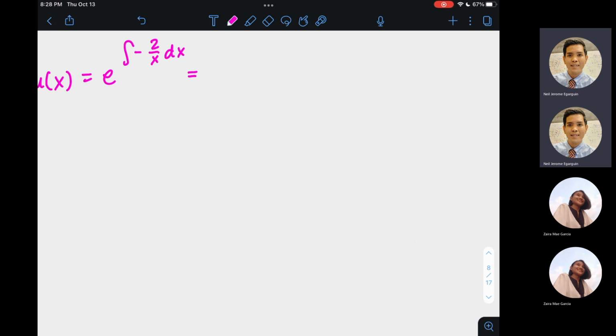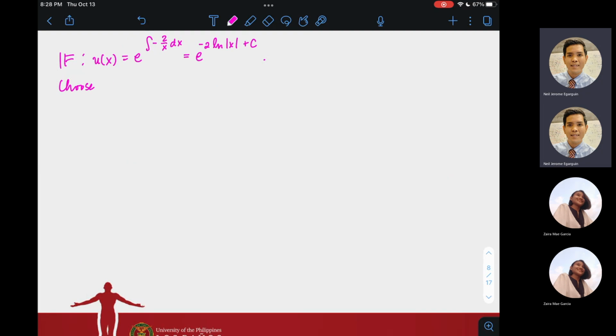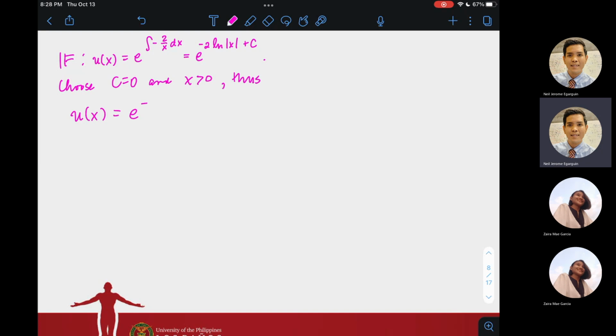Okay? Tapos, simplify lang natin 'to. Integral ng negative 2 over x ay negative 2 ln ng absolute value ng x plus c. All right? Then, let's simplify the integrating factor. So here, I will choose that c is equal to 0 and x's are positive para mawala yung absolute value symbol, right? Thus, we'll have the integrating factor in the variable x alone to be e.